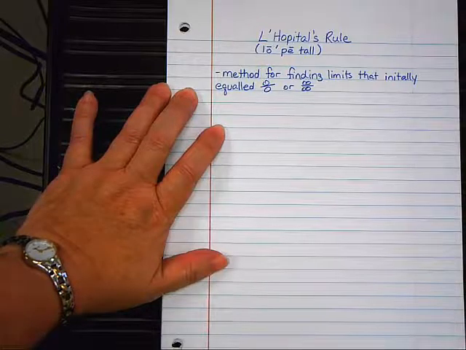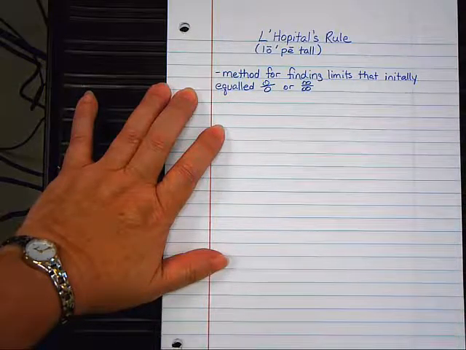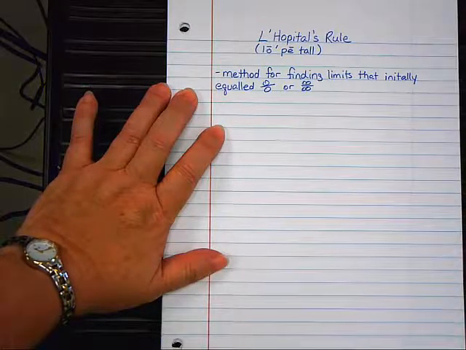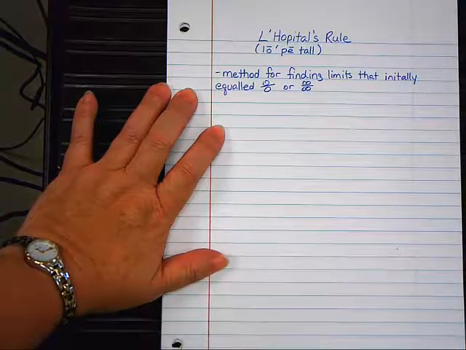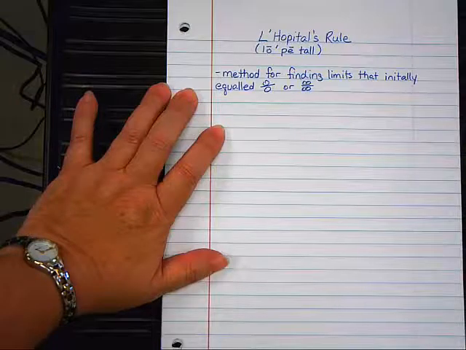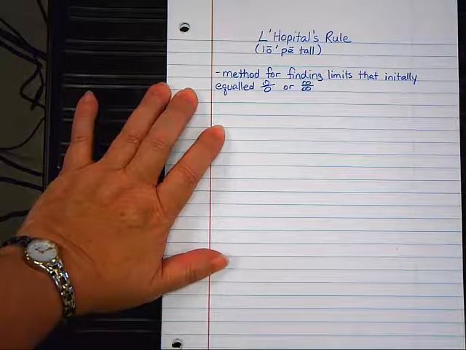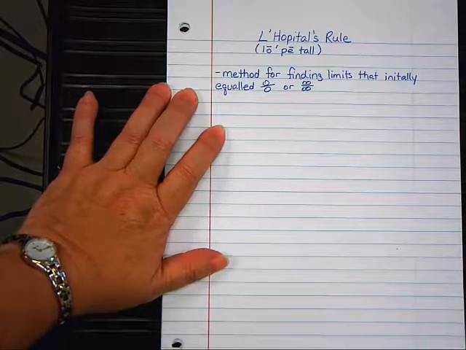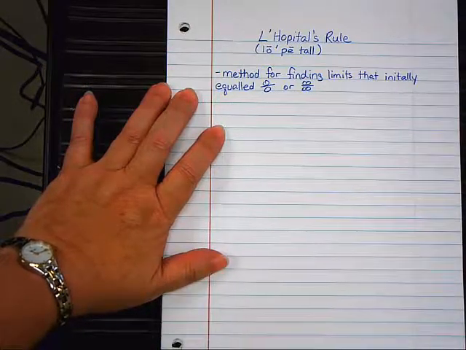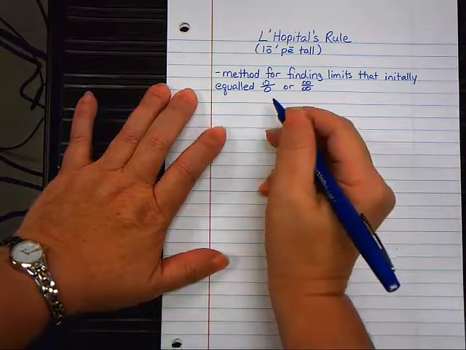When we started limits at the beginning of the year, this was one of the hardest things that we had to do, was to find a limit whenever we ended up with 0 over 0 or infinity over infinity. 0 over 0, I told you back then that in a limits term, 0 over 0 meant keep going. But now we're going to look at a new way to do this that is very different.